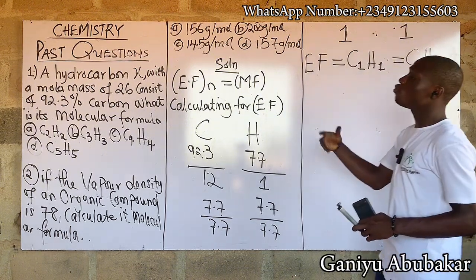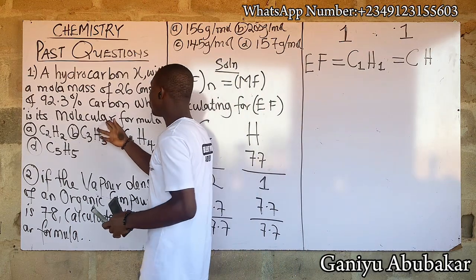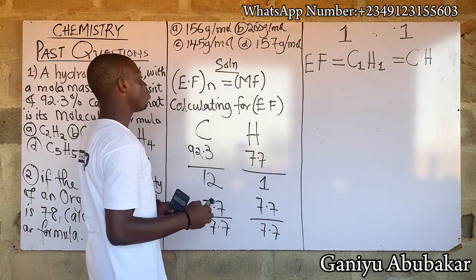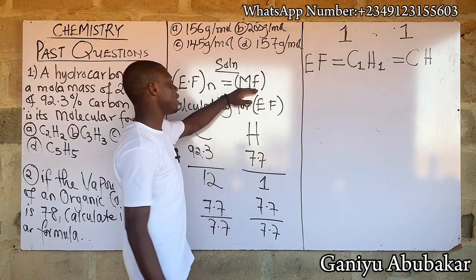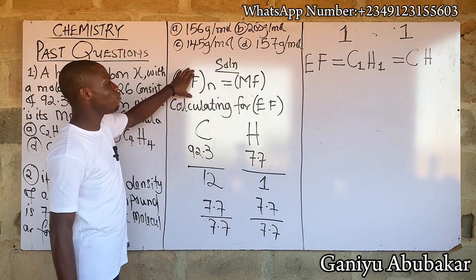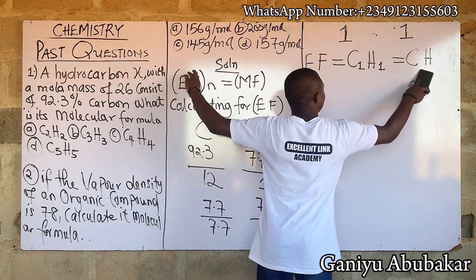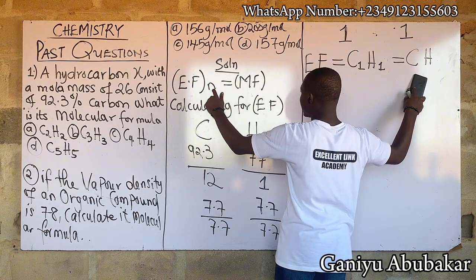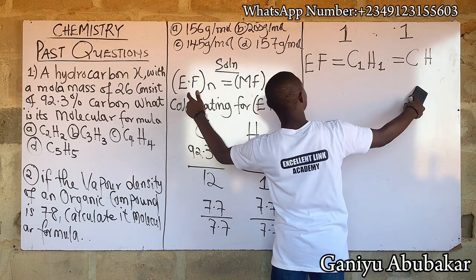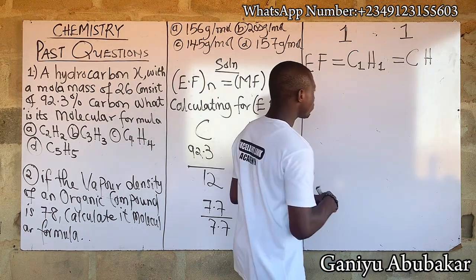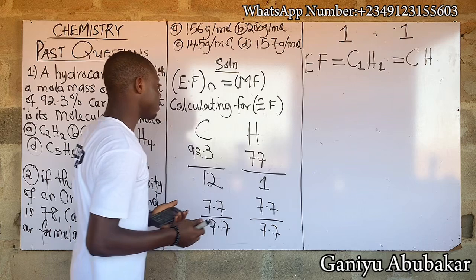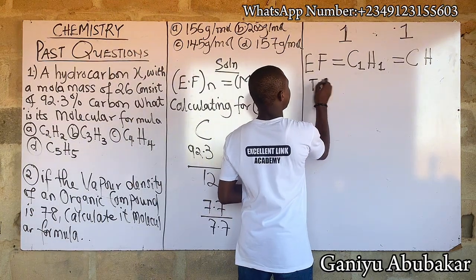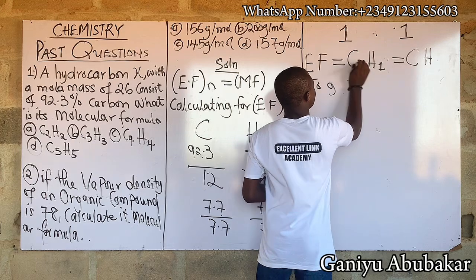But I'm told to find what? Molecular formula, not empirical formula, please. So how do I get my molecular formula? We said to get molecular formula, simply multiply empirical formula, which is this, by n. So we first get n and multiply by empirical formula. So how do you get your n?